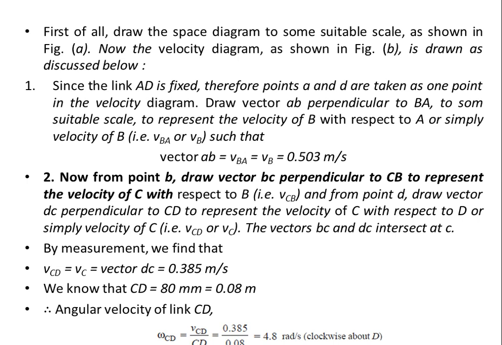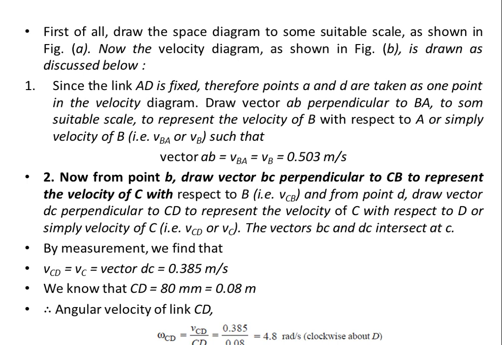So first step, since the link AD is fixed, therefore the points A and D are taken as one point in the velocity diagram, and then draw vector AB perpendicular to BA, to some suitable scale, to represent the velocity of B with respect to A, or simply velocity of B. Then you will get vector AB equal to VBA, that is nothing but VB, 0.503 meter per second. Already you got that value.